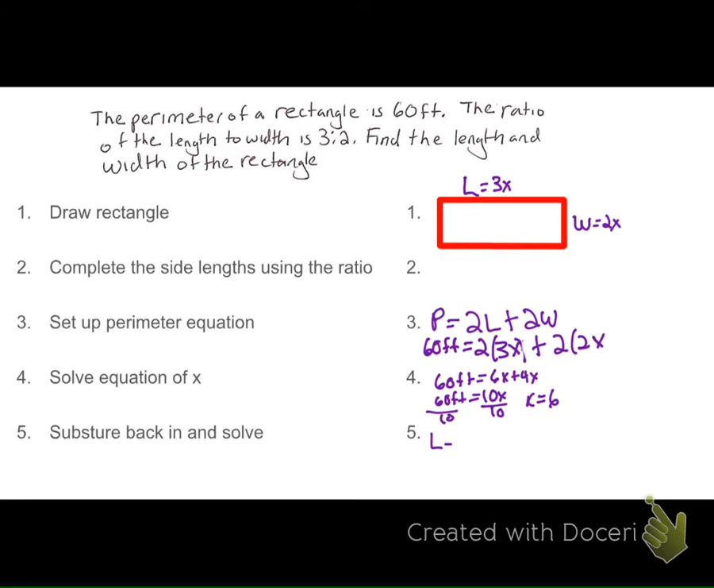So we have length equals 3x, which is going to be 3 times 6 feet. I dropped the feet there. Width equals 2 times x, which is going to be 2 times 6 feet. Okay, that gives me what? 3 times 6 is? 18 feet. 2 times 6 is? 12 feet.